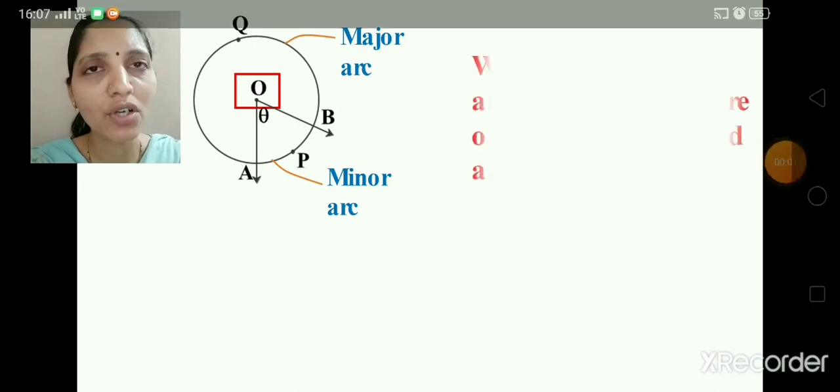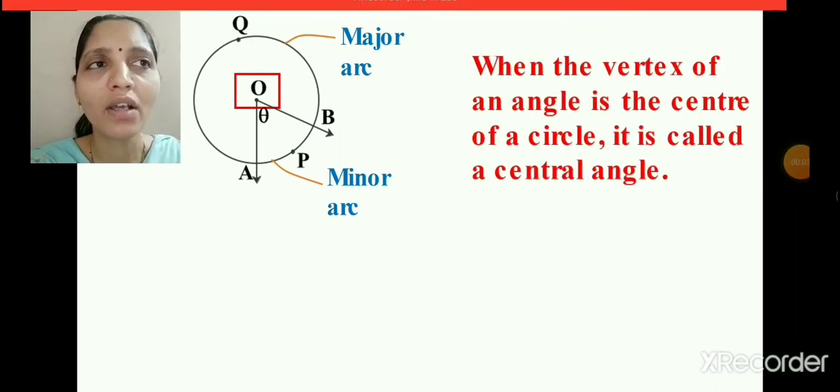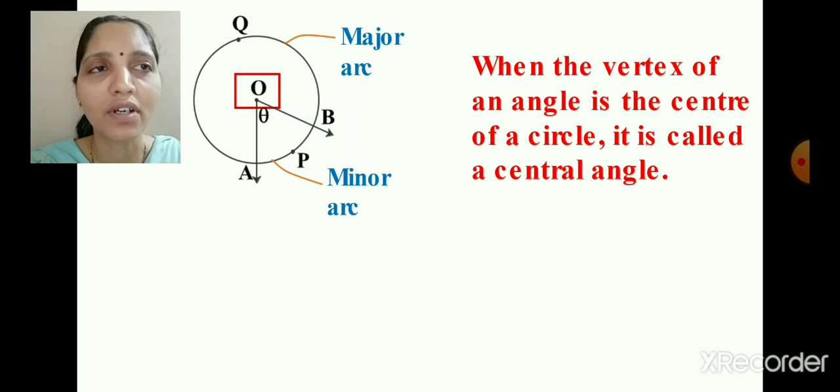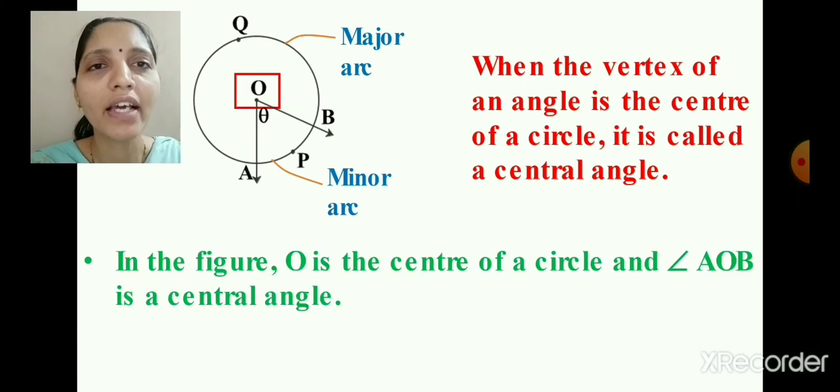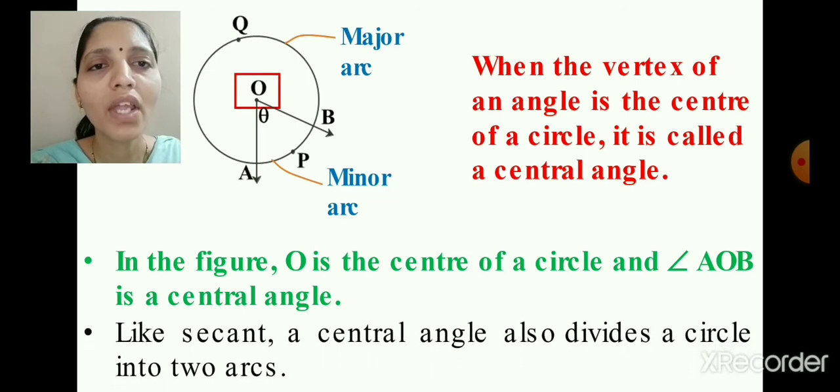What is the definition of a central angle? When the vertex of an angle is the center of a circle, it is called a central angle. So here angle AOB is a central angle. Like a secant, a central angle also divides a circle into two arcs. Are you getting it? So with the secant also we can divide the circle, and with the central angle also we can divide the circle in two parts. The bigger part is called the major arc and the smaller part is called the minor arc.